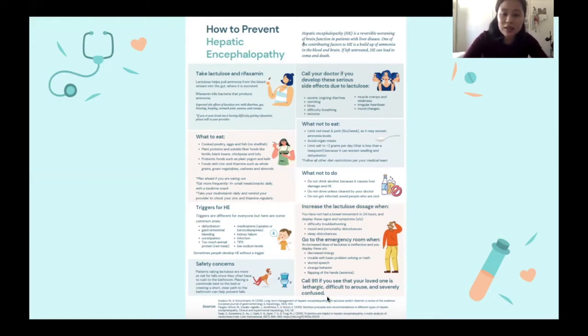And this is kind of like a titration guide. So like, when should you increase the lactulose dosage? When should you go to the emergency room? When should you just call 911?